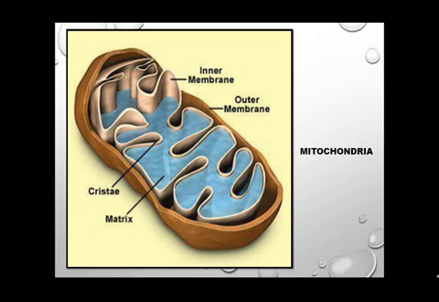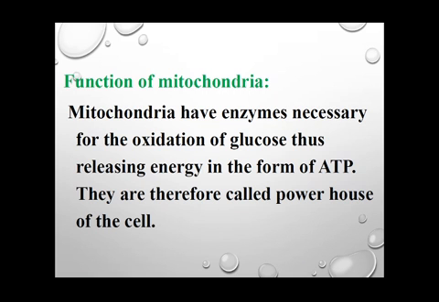So we have studied earlier that the powerhouse of the cell is known as the mitochondria. The energy currency of the cell is known as adenosine triphosphate. So we will be discussing it here. Now, what are the functions of the mitochondria? Mitochondria have enzymes necessary for the oxidation of glucose.